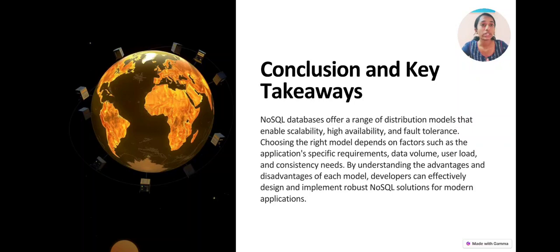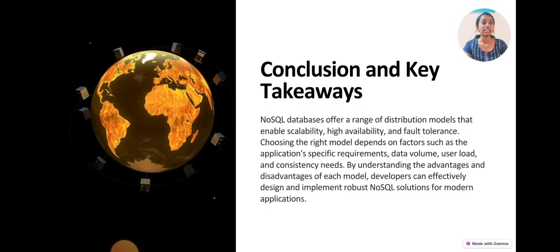And lastly, conclusion and key takeaways. NoSQL databases offer a range of distribution models that enable scalability, high availability, and fault tolerance. Choosing the right model depends on factors such as application-specific requirements, data volume, user load, and consistency needs. By understanding the advantages and disadvantages of each model, developers can effectively design and implement a robust NoSQL solution for modern applications.